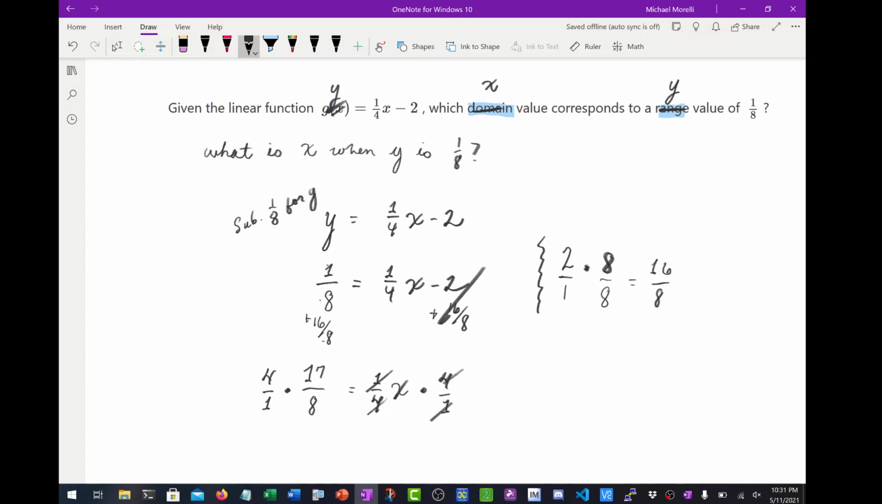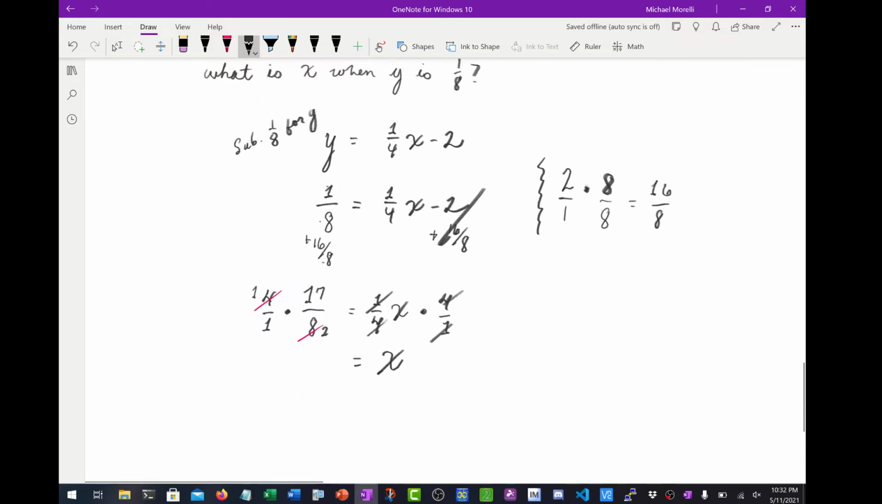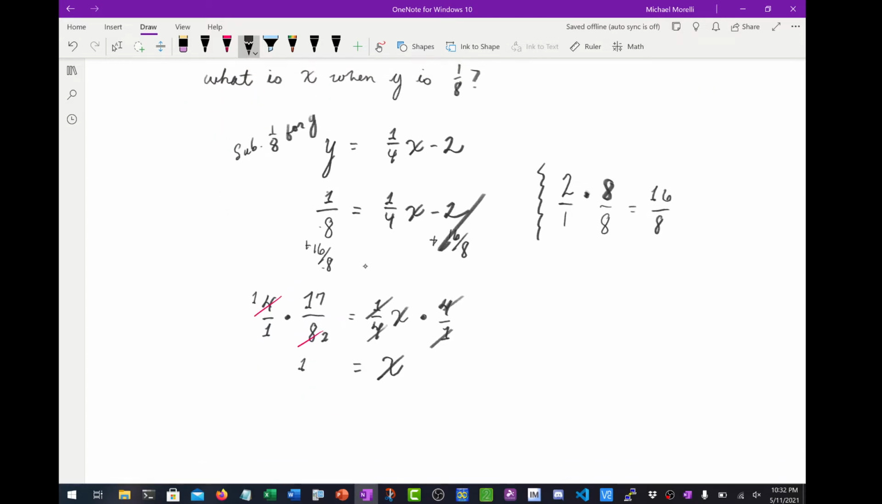All this stuff cancels out, and now I've got x all by itself. And so I could multiply 4 times 17 and then attempt to divide by 8. But one quick trick is to notice that I can reduce this 4/8 fraction here. This is 1/2. See that? So what I'm left with now is 17/2. And that's much easier to divide.